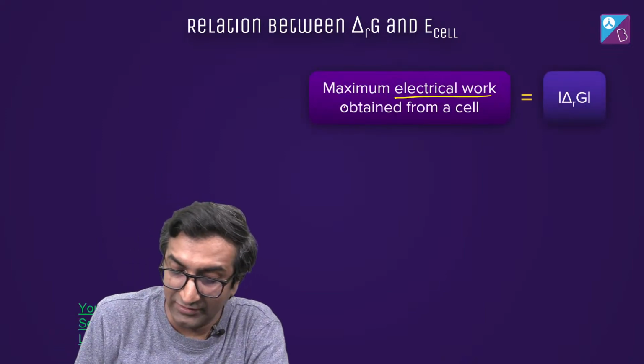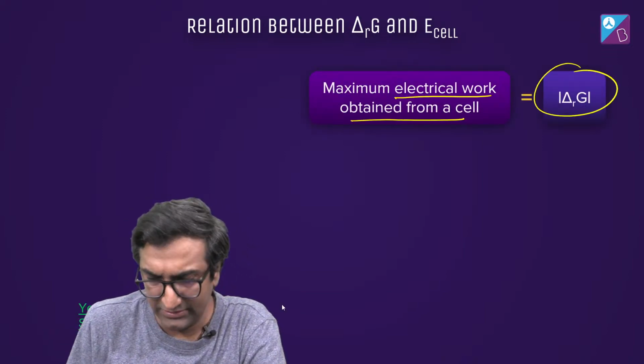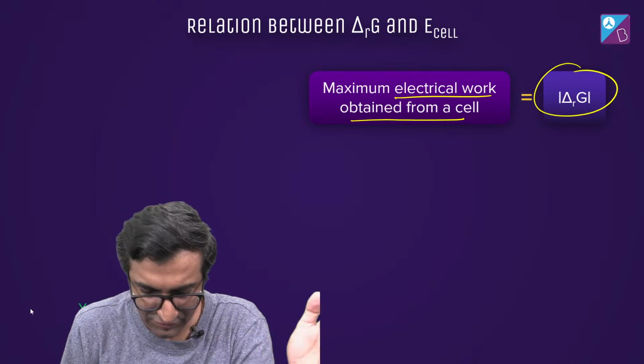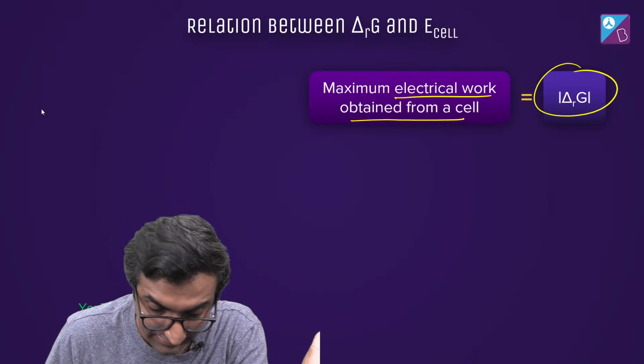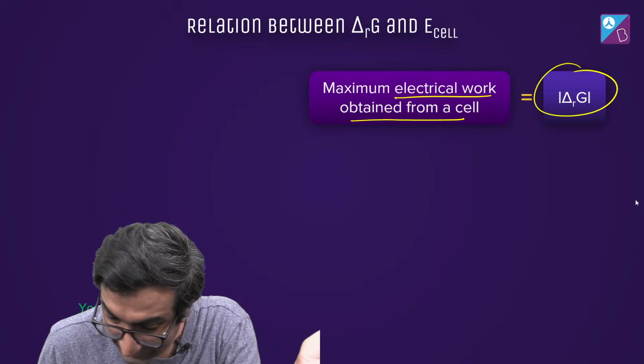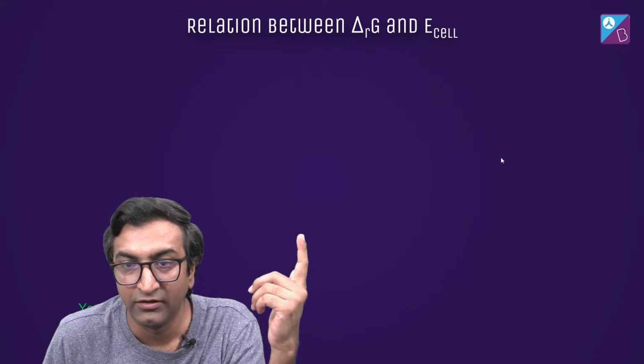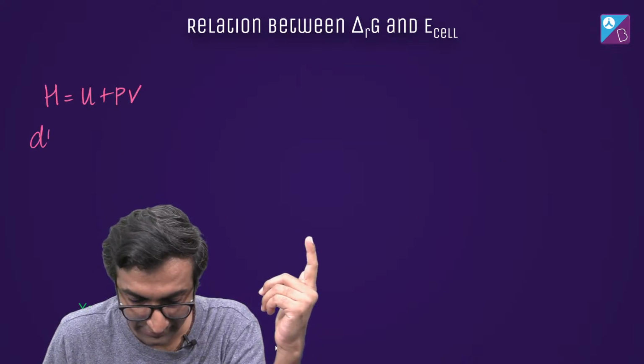So the maximum electrical work obtained from a cell is delta G. There's a bit of theory. अगर आप चाहें तो उसके बारे में I can discuss it, but it's a little complicated. So I can give you the final result right over here if you want. This is the final result.